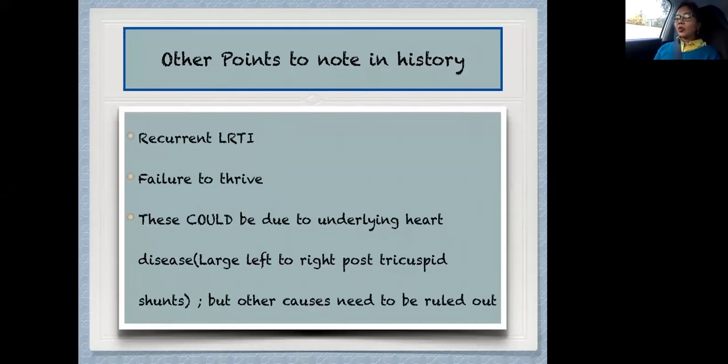This is very important because no infant is going to come and tell about dyspnea on exertion. So we always have to think about age-specific equivalents in pediatrics. Other points that we have to note in cardiac history in pediatric cardiology include recurrent respiratory tract infections, primarily lower respiratory tract infections, and failure to thrive. These could be due to underlying heart disease, primarily large left to right post-tricuspid shunts, but other causes need to be ruled out. Post-tricuspid, considering the anatomy of the heart, includes VSDs, aortopulmonary windows, and patent ductus arteriosus, not generally pre-tricuspid shunts, which include ASD or PAPVC.